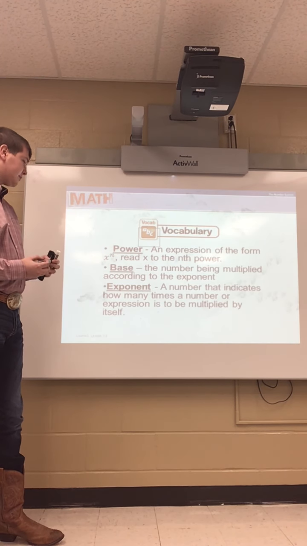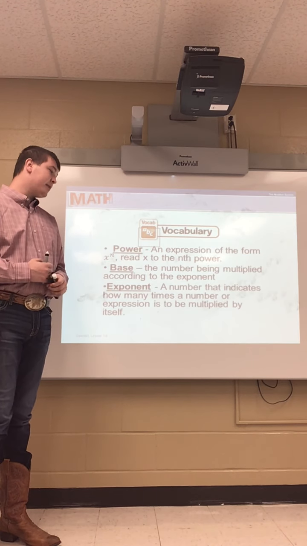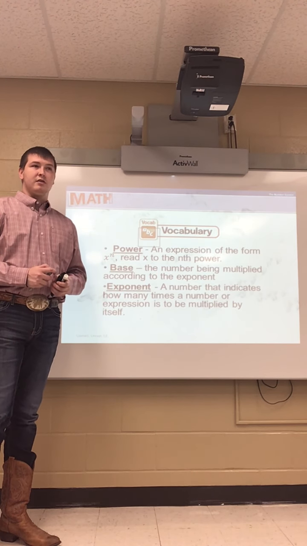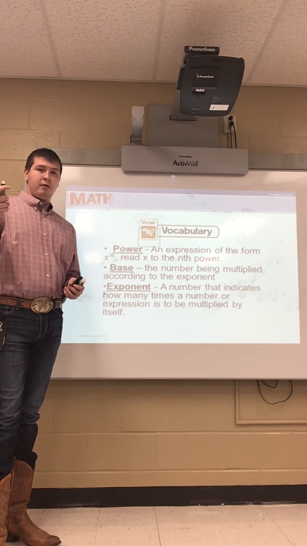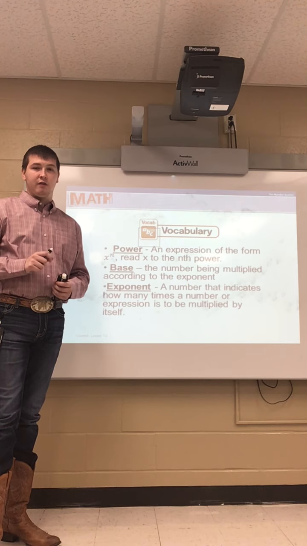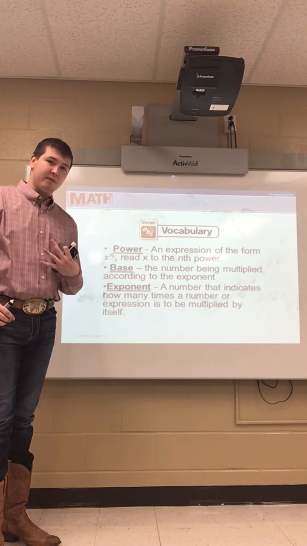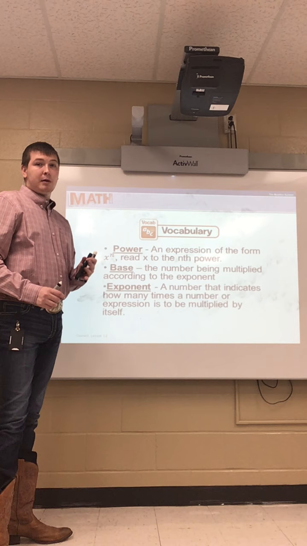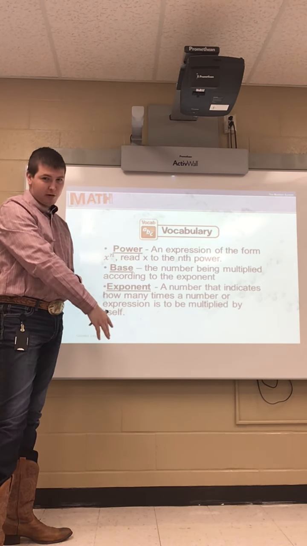Okay? And then our other one, exponent, which is a number that indicates how many times a number or expression is to be multiplied by itself. So again, if we take 3 and it is to the second power, then that exponent 2 is telling the 3 that it needs to multiply itself twice. So 3 times 3. If it was 3 to the 5th, then that 5 is telling the 3 that it needs to be multiplied by itself 5 times. So 3 times 3 times 3 times 3 times 3.